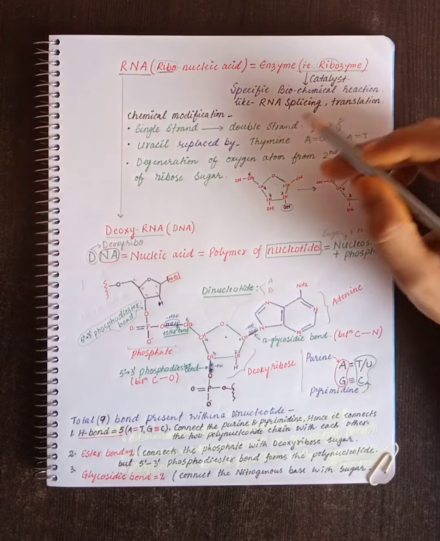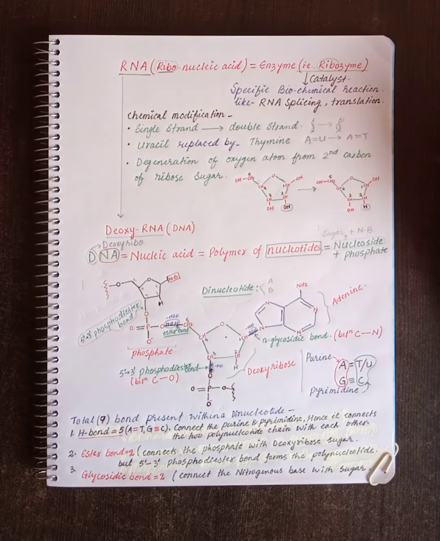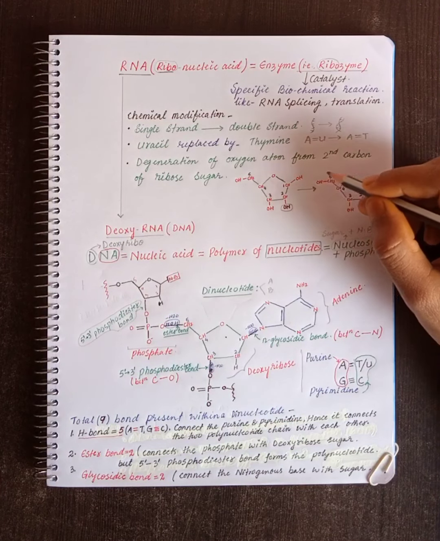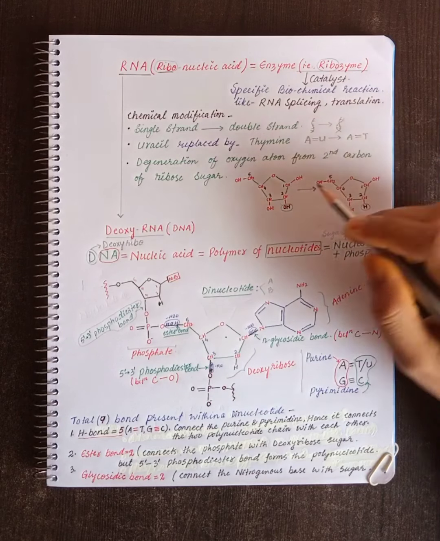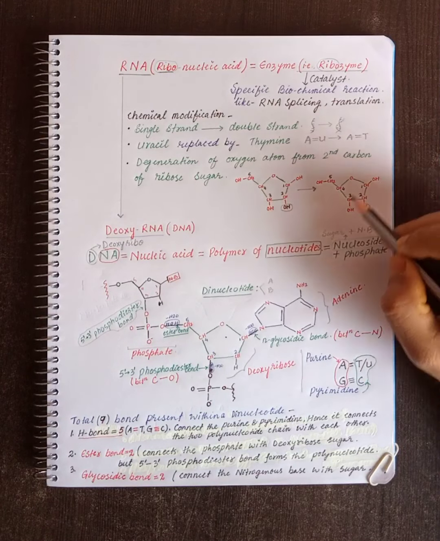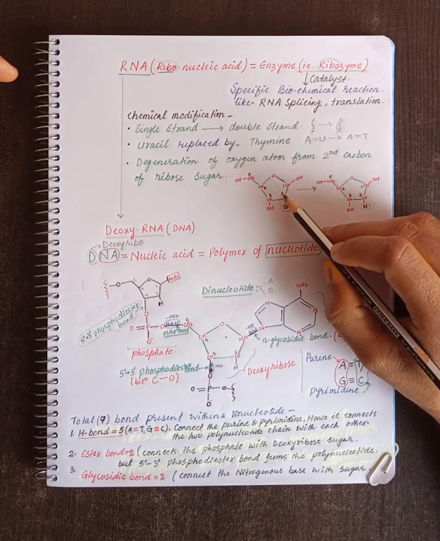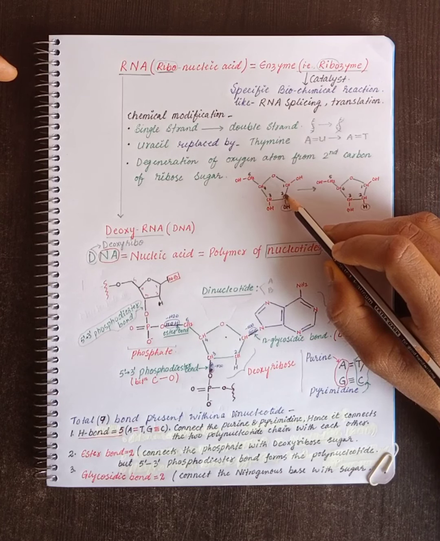Therefore, there is the degeneration of the oxygen atom from the second carbon of ribose sugar, which leads to the final structure. This one is ribose sugar, this one is deoxyribose sugar. That means degeneration of the oxygen atom from the second carbon.